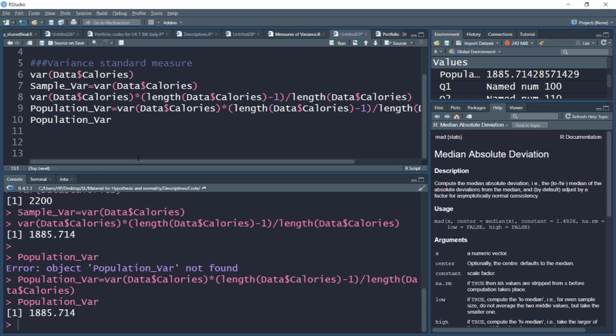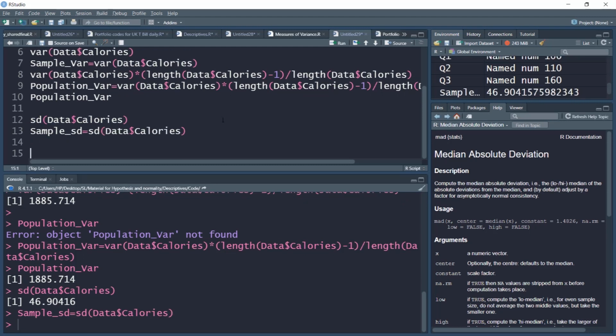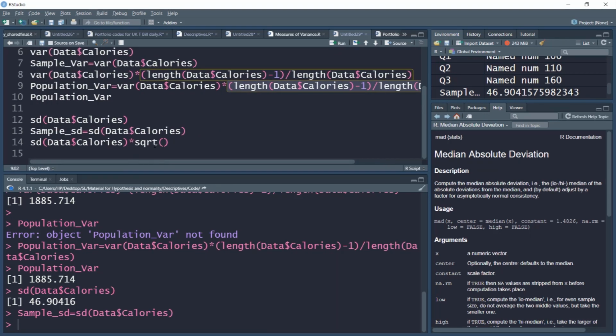Similarly, I can compute the standard deviation, which is quite easy. I can use the SD command, standard deviation, on data$calories. This is the standard deviation of the data. I can assign this to a new variable as sample SD, which will be the sample standard deviation. However, in order to compute the population standard deviation, as we did earlier, I need to multiply this with the square root of the factor, which is length of the variable minus 1 divided by length of the variable, which is just for the population part.